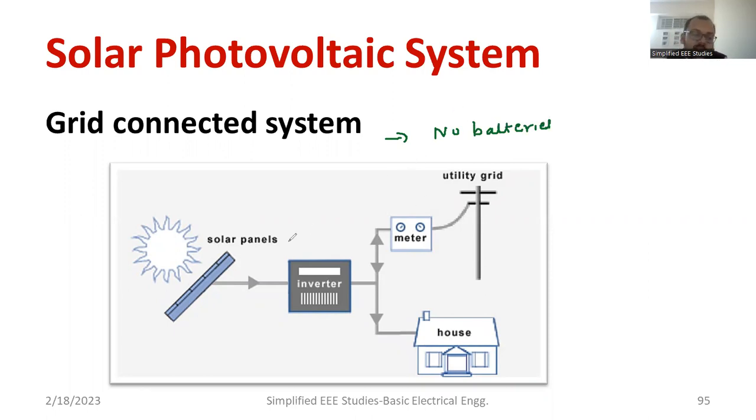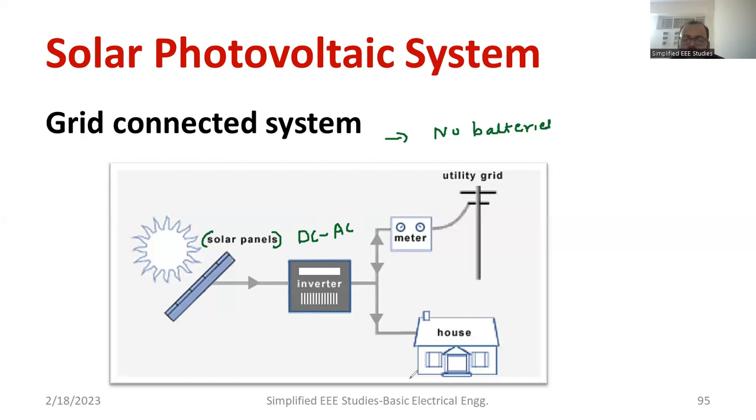Here, as we can see, there are solar panels. They can be formed in an array also. A combination of different solar panels forms a solar array. It is the main source, a renewable energy source. The output of the solar panel is definitely DC power, which is directly given to the inverter. What is the duty of the inverter? The inverter converts DC power to AC power.